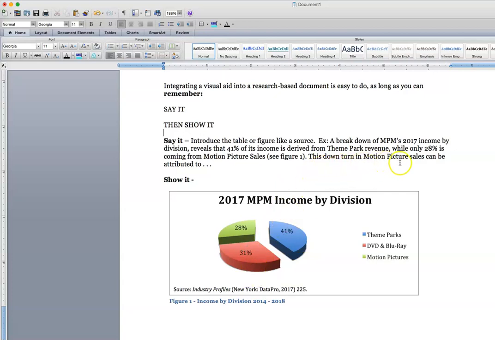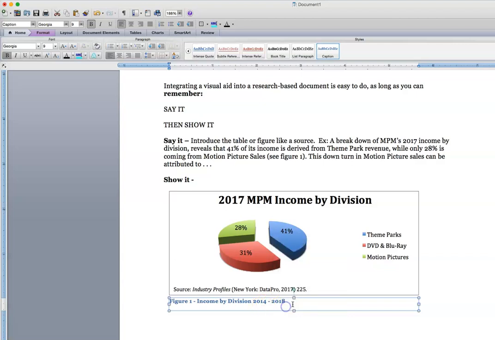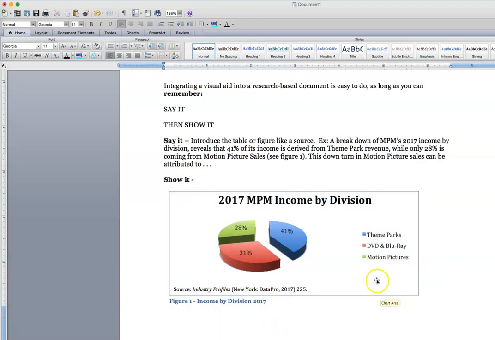This downturn in motion picture sales can be attributed to, and then I would go on with whatever it could be attributed to. But I've talked about what's in here. I don't have to talk about everything, but I've talked about some of what's in here, and I've referenced everything in here. Now I did see that I made a mistake on this caption, so I need to edit the text and change this to 2017, because that's all it was looking at. So this gives us a full story. And again, we have our citation right here.